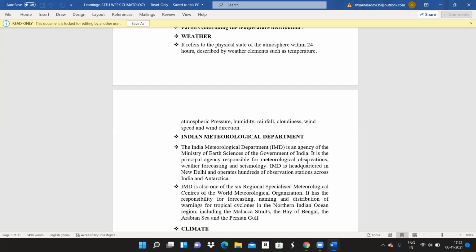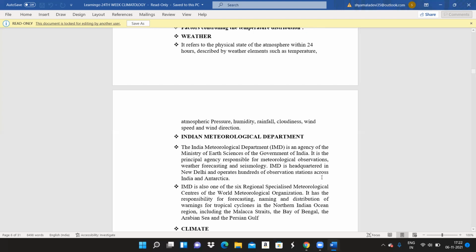Next is weather forecasting. They even give warnings that there is a cyclone, a flood, a tsunami. Seismology also, earthquakes. Of course, an earthquake cannot be predicted, but once it comes, they talk about the epicenter and the effects of the earthquake. Where did it occur? What is the range? All these are given by the IMD only.